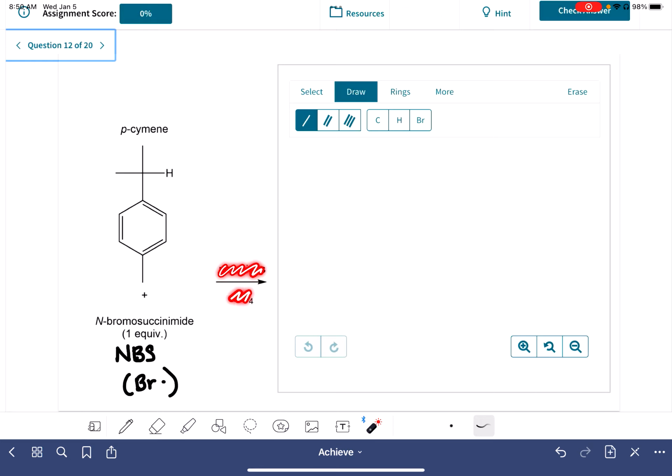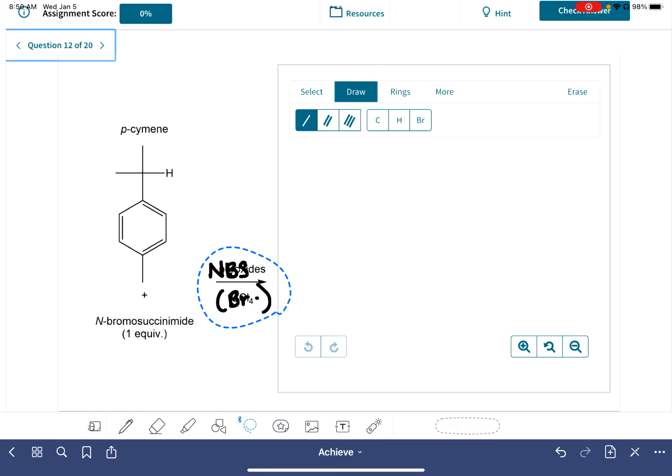So we can ignore this information. It's not giving us anything useful. And this is our reactant. So maybe we'll put it on the arrow to make it look a little bit more normal.